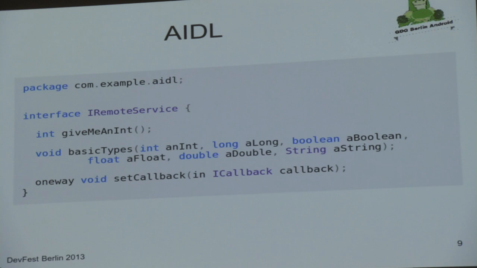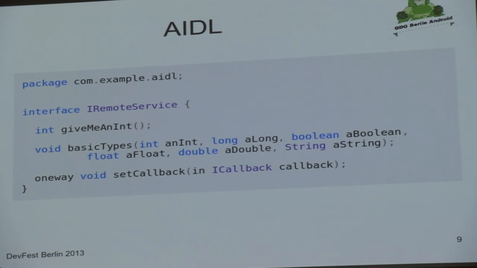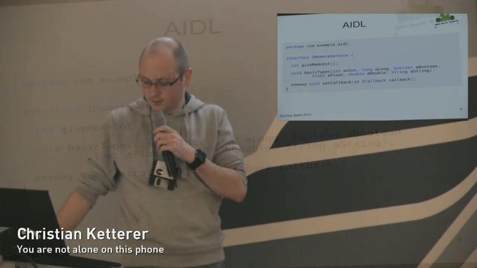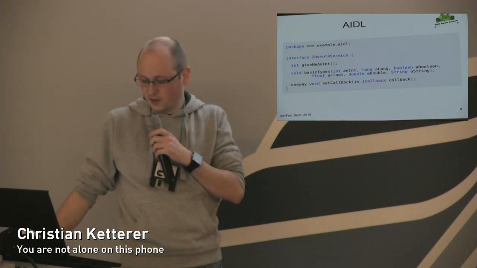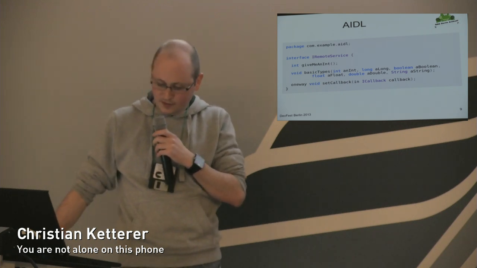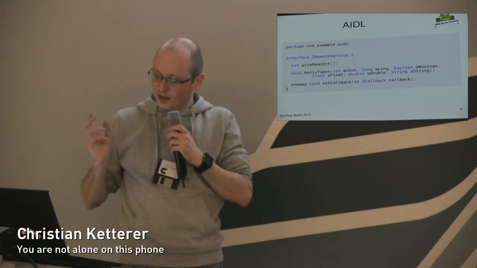Okay, the way to do this is that the app that wants to provide the functionality creates an AIDL file. AIDL stands for Android Interface Definition Language, I hope. And you basically say, okay, this is my interface, my IRemoteService, and I have the following three methods. Then you specify which data types there are, and you also have to specify if it's an input or output argument. In the last line, you see setCallback in, and so on.